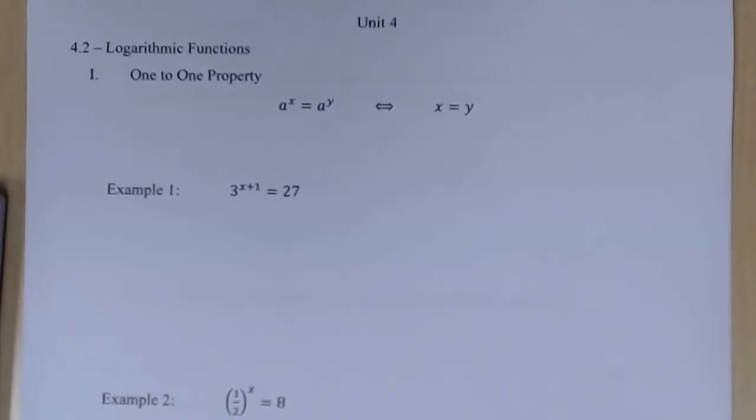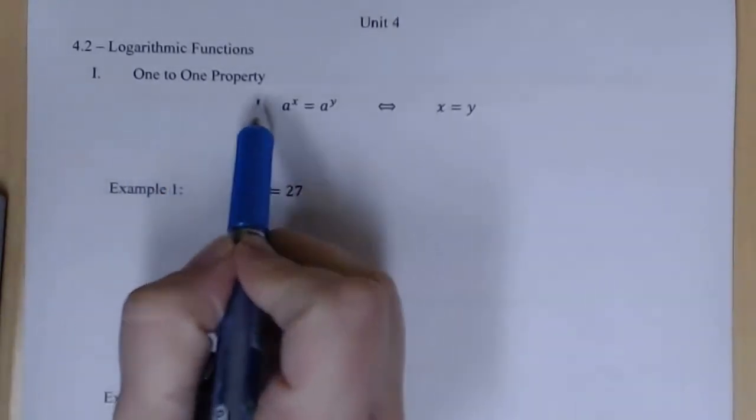In 4.2, we're going to be looking more at these logarithmic functions. We're going to pick up some properties. So the first thing we want to look at is something called the one-to-one property.